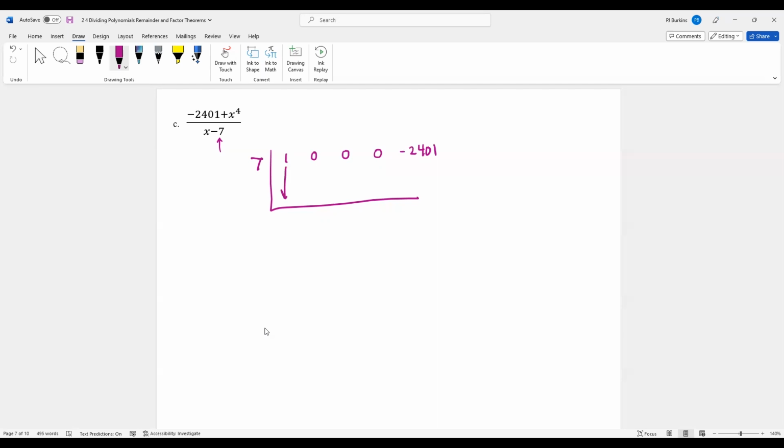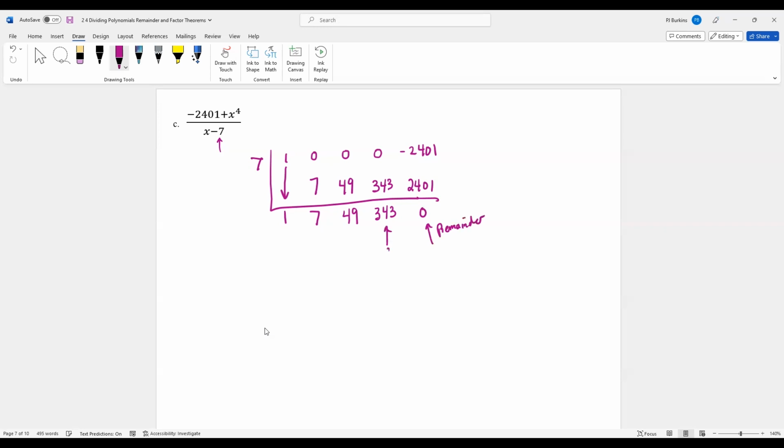Bring the 1 down. 7 times 1 is 7. Add down the column. 7 times 7 is 49. Add down the column. 7 times 49, I believe, was 343. Add down that column. And 7 times 343 turned out to be 2,401. If we add down that column, we get 0. So we have a 0 remainder.